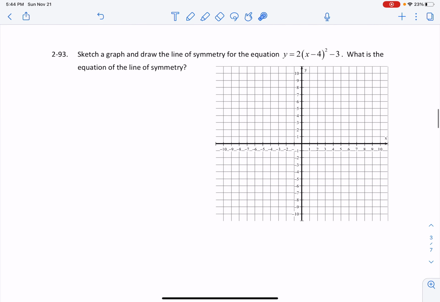Okay, 2-93 says sketch a graph and draw the line of symmetry for the equation y equals 2 times (x minus 4) squared minus 3. What is the equation of the line of symmetry? Okay, so a couple things I see here. I see an h and a k. So that tells me that our h and k point, our vertex, is (4, -3).